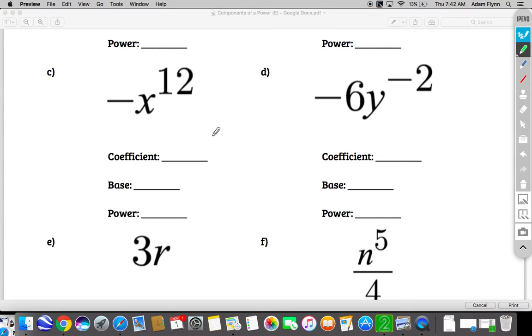Okay, letter C. Here our coefficient, our number out in front, is just a negative sign. We don't actually have a number. Whenever we are just left with a negative sign, that is the same thing as multiplying by negative 1. Our base in this case is going to be x. And our power is our exponent up here, which is 12.